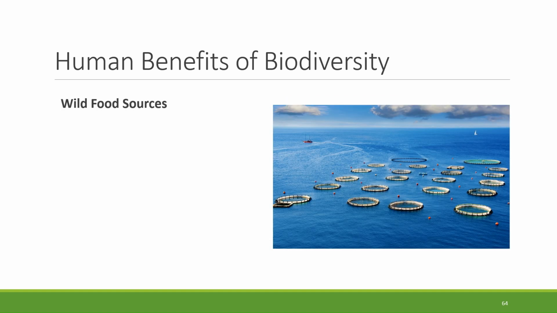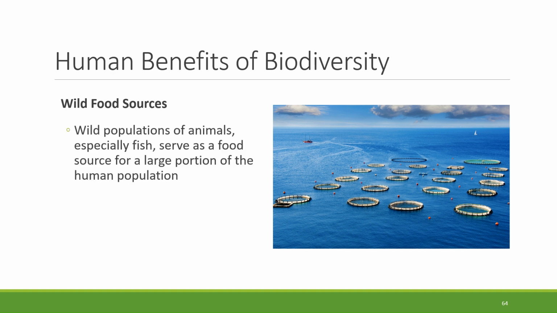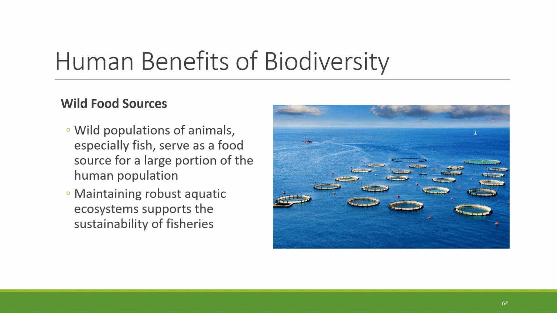The third major benefit of biodiversity is the provision of wild food sources. We may think of our food as coming from farms or ranches that raise domesticated animals, but wild populations of fish serve as a major source of nutrition for a large portion of the human population around the world. Fish farms also serve as a source of fish, but about half of our fish are still wild caught, especially from ocean fisheries, which, as you now know, are under the threat of collapse. So maintaining robust aquatic ecosystems supports the sustainability of fisheries and their role as food sources for humans.